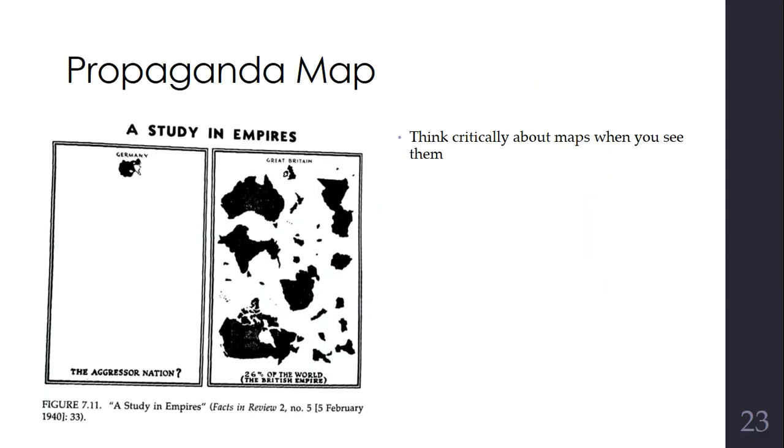We also want to think critically about maps when we see them. Maps have often been used for propaganda, for different political entities to have different goals. Here's a map that was used by Nazi Germany during World War II. And they're saying, we're not really the aggressor nation. Look at us and our size. We're very small compared to all of these other countries that we are currently at war with, which did not really give an accurate representation of how many countries Germany had invaded or how it had gone beyond its borders.